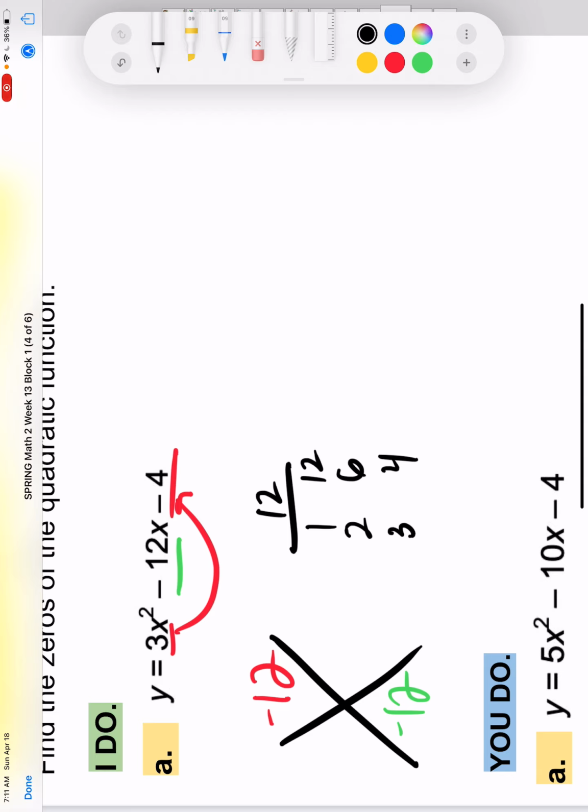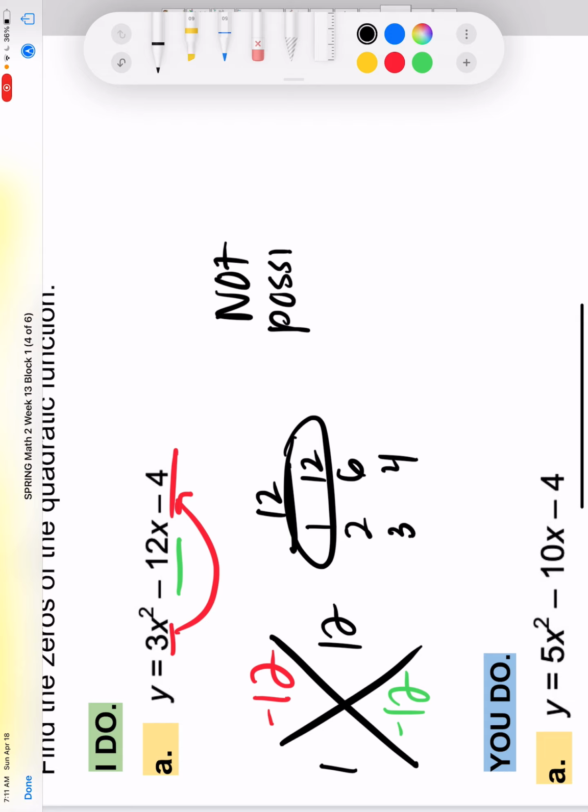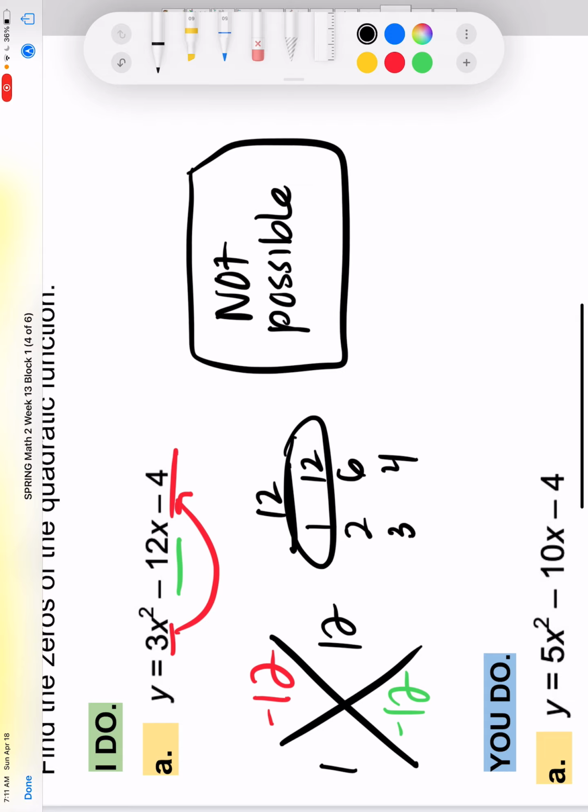Now, as I'm looking at these, there is no combination that works, okay? 1 and 12 might be the only one that looks like it might work, but there's no way these will add to a negative 12. There's no way. So I'm going to actually say this one is not possible. At least not right now. We can't do this one.